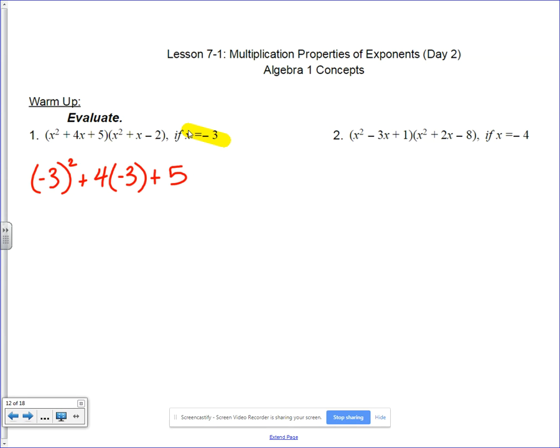Can I get a second on that? I just want to know what the first parenthesis is. It's 2? Okay, so this part right here is 2.